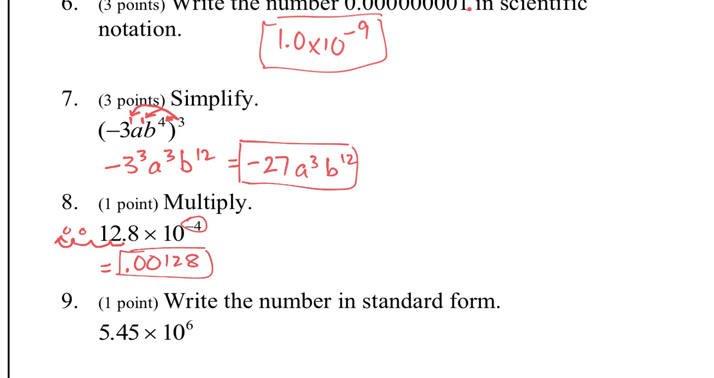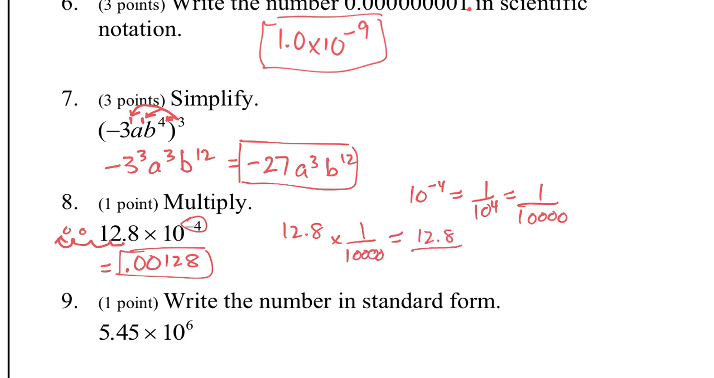Why is this the case? Let's just take 10 to the negative fourth, for example. That's the same thing as 1 over 10 to the positive fourth, and 10 to the positive fourth is a 1 with 1, 2, 3, 4 zeros. So what we're really looking at is 12.8 times 1 over 10,000, which is 12.8 divided by 10,000. And when you divide by any power of 10, you move the decimal left. That goes back to like 4th grade, pretty much. But you punch it in your calculator, you're going to end up with that right there.